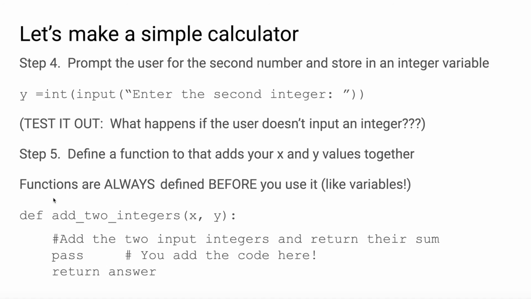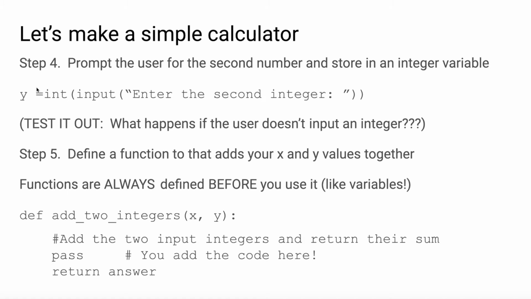And then I'm going to ask for the second number in the same way, assign to the variable y an integer, right? That's what this means. And it's the result of whatever comes out of this input statement. Enter the second integer, the user types in some number. It's going to turn it into an int and then store it in y.